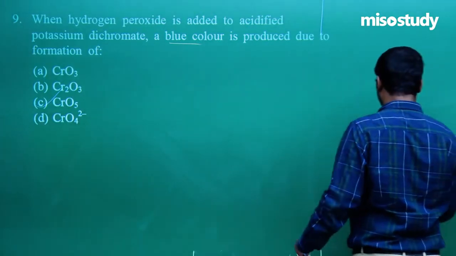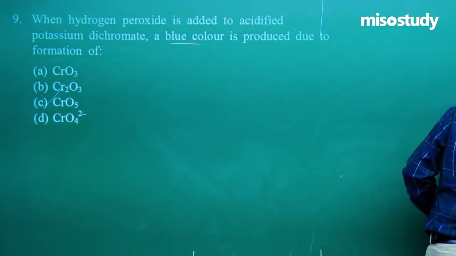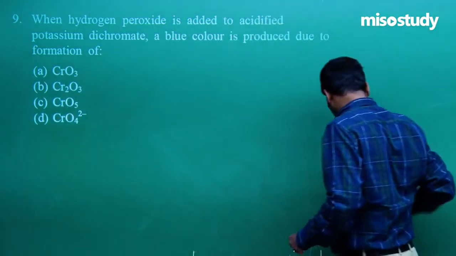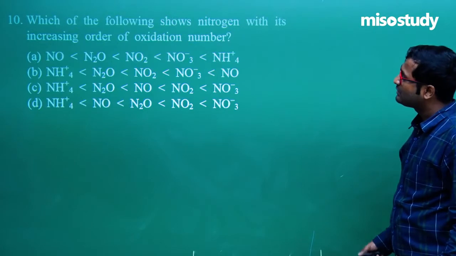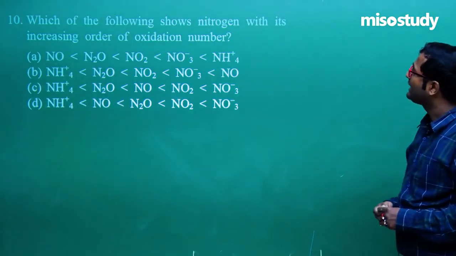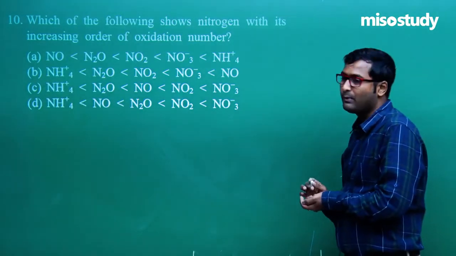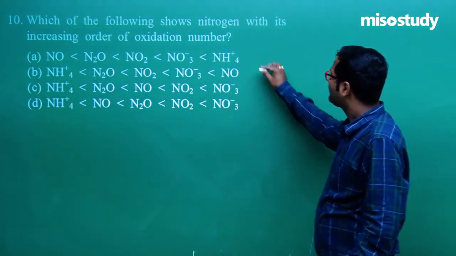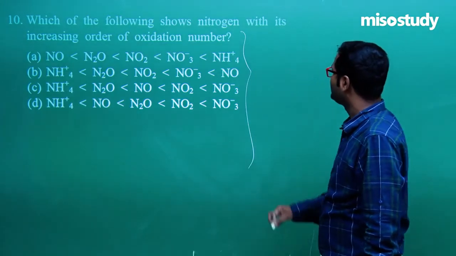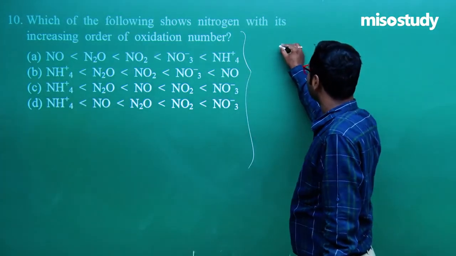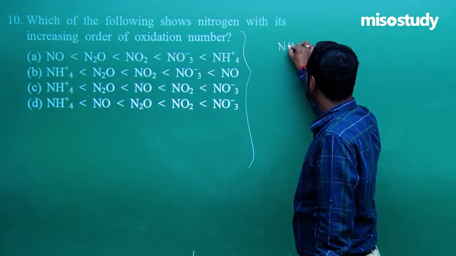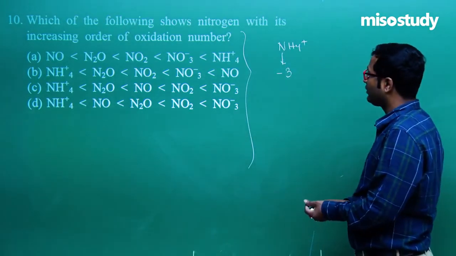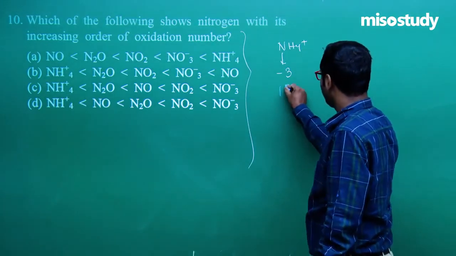Now let's move to the next point. The last question of today's lecture. Look at what is the question. Check it out. This is the question. Which of the following shows nitrogen with increasing order of oxidation state? In each and every case, we have to find out the oxidation state of nitrogen. If I talk about NH4 plus, here nitrogen is in -3 oxidation state. If I talk about NO3 minus, what will happen?